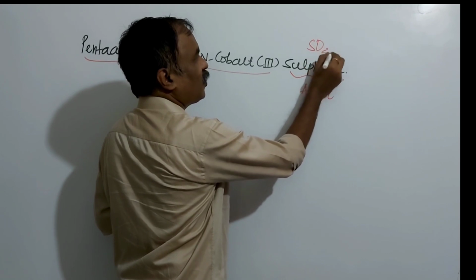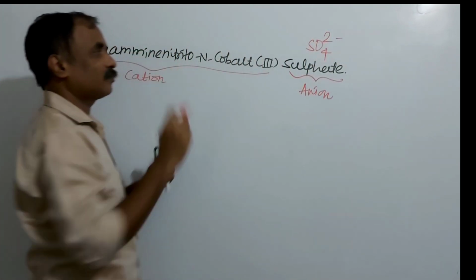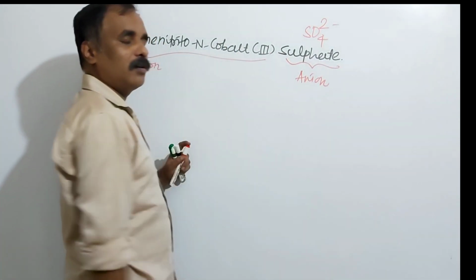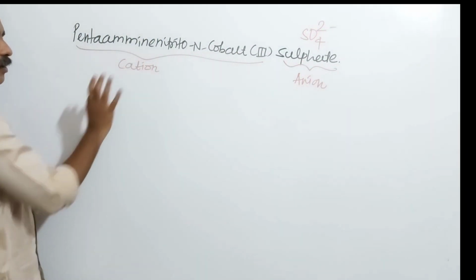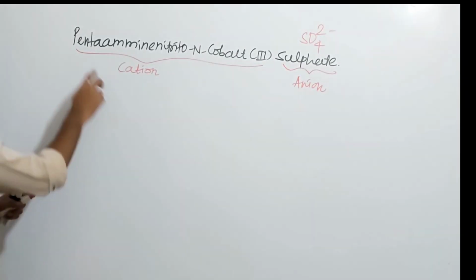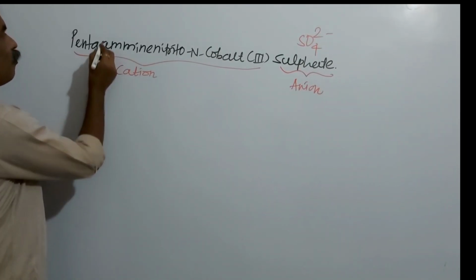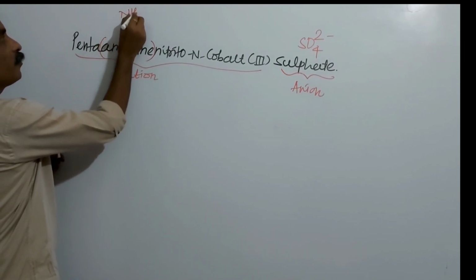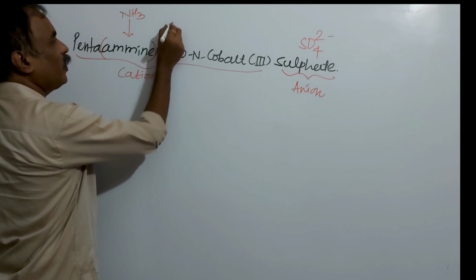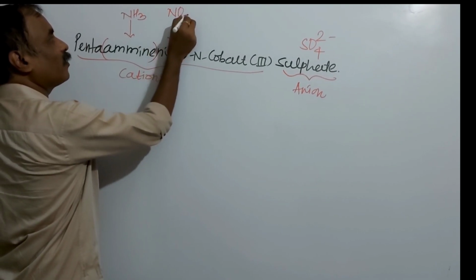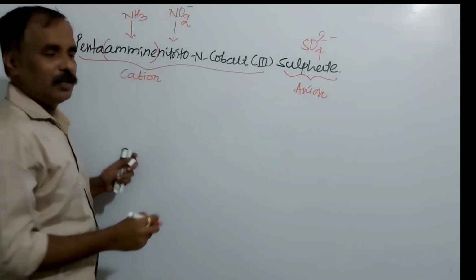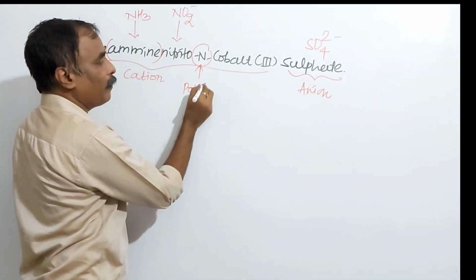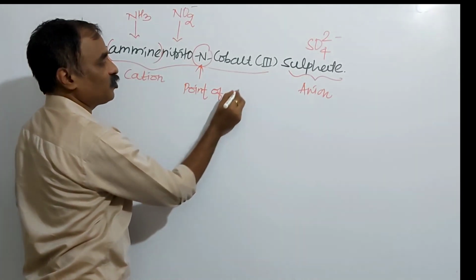How to write sulfate? SO4 2 minus. This is the cationic part. This is the anion. And the complex is a cationic complex. Pentaammine, here the ligands are ammine, ammonia, neutral, and nitrito, that is NO2 minus. This is the negative ligand, NO2 minus. This N indicates the point of attachment, that is, this is an ambidentate ligand.